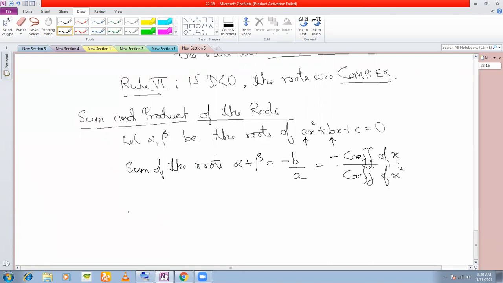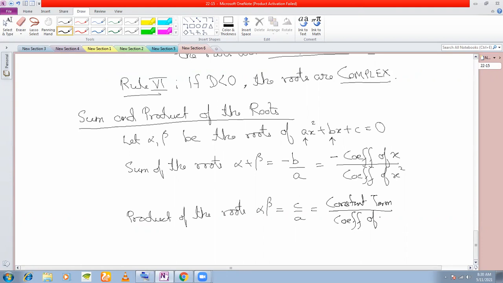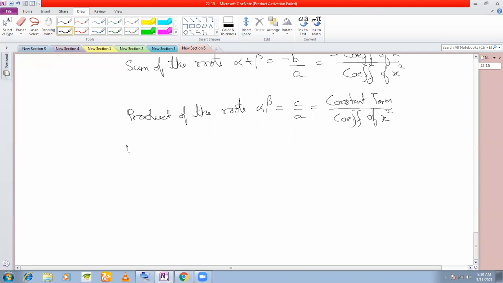Okay, product of the roots. Product of the roots is alpha into beta will be c by a, which is, let's say, the constant term divided by coefficient of x square. Okay, so this is a simple example.